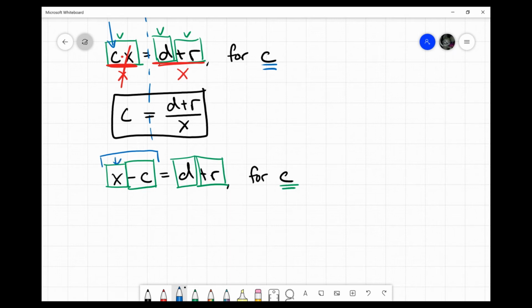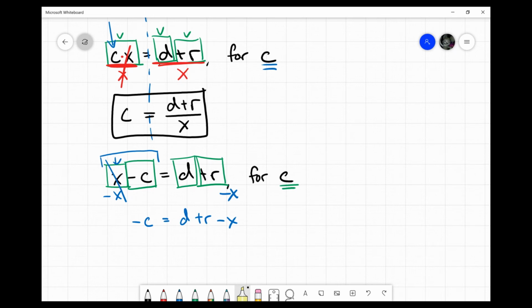I need to get rid of it so I can subtract x's from both sides. X take away x is gone. So I have a negative c is now equal to d plus r minus x. I can't combine d, r, or x as they are all separate, different types of variables, different letters. So I cannot put them together. I'm just going to leave it as d plus r minus x.